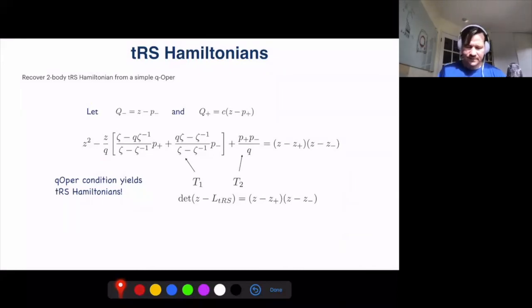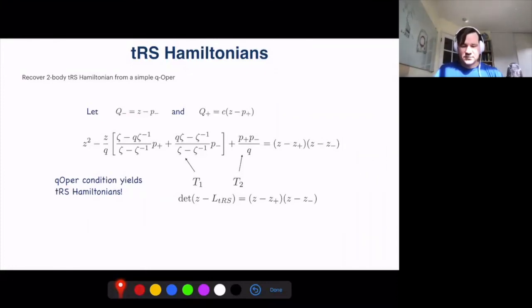And then if you expand the coefficients, you'll find precisely the two trigonometric RS Hamiltonians on the left-hand side, and on the right-hand side, we have symmetric functions of z plus and z minus. So there will be z plus plus z minus, and z minus times z plus. So you would recover this integrable system for the simplest possible oper, right? So when those components of the section are polynomials of degree 1.